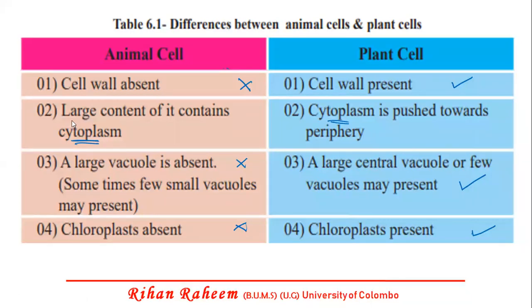Second point which they have given here, you write it as the last point. So large content of it contains the cytoplasm. Cytoplasm is pushed towards the periphery. With the picture, I will explain what is periphery. So what is chloroplast? We will learn one by one.